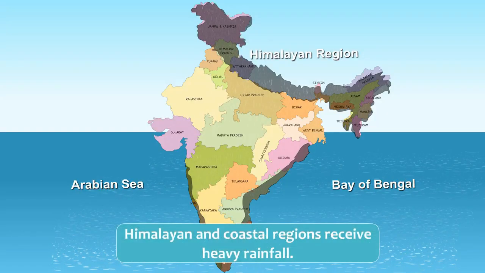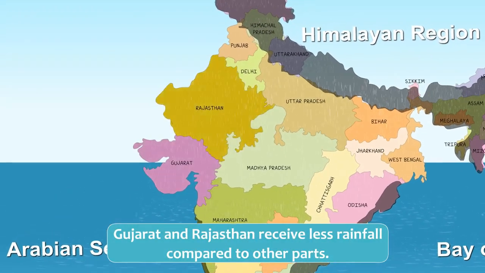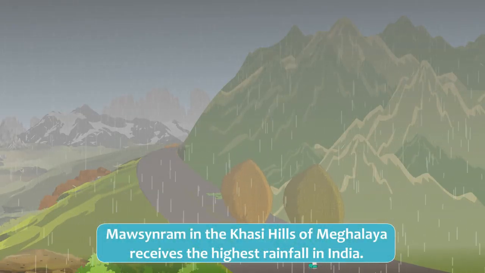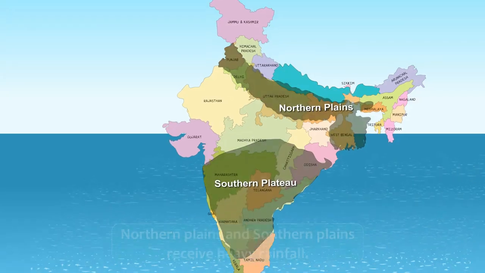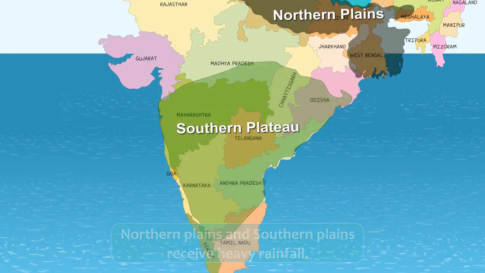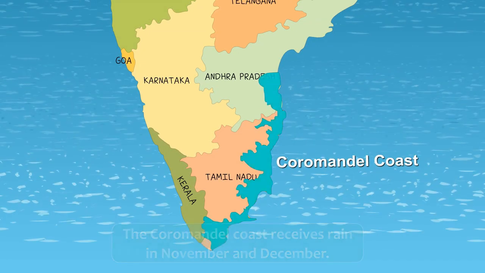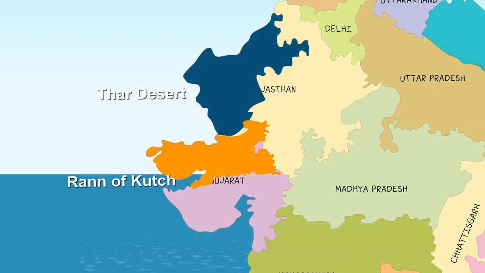The Himalayan region and the coastal regions receive heavy rainfall. Gujarat and Rajasthan receive less rainfall compared to the other parts. Monsoon in the Khasi hills of Meghalaya receives the highest rainfall in India. Parts of the northern plains and the southern plateau receive heavy rainfall. The Coromandel coast receives rain in November and December. Dry regions like the Thar Desert and the Run of Kutch receive little rainfall.